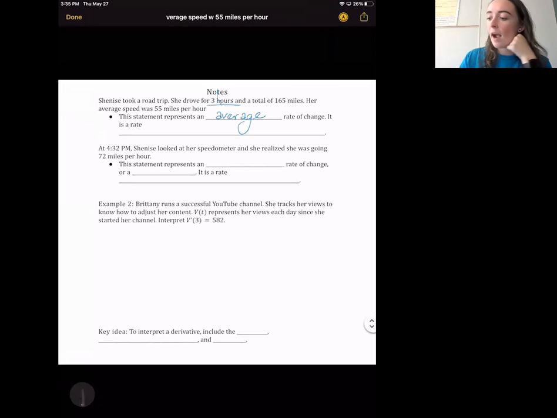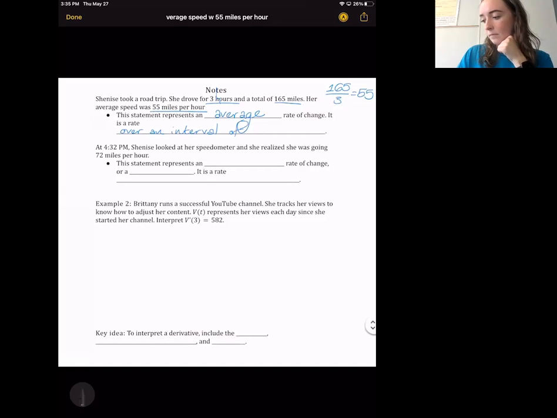Right? If she drove for 3 hours and a total of 165 miles, if we divide 165 by 3, we get an average rate of change of 55 miles per hour. So this is a rate that happens over an interval of time. This is an average over a long interval of time. Let's contrast that with this second statement.